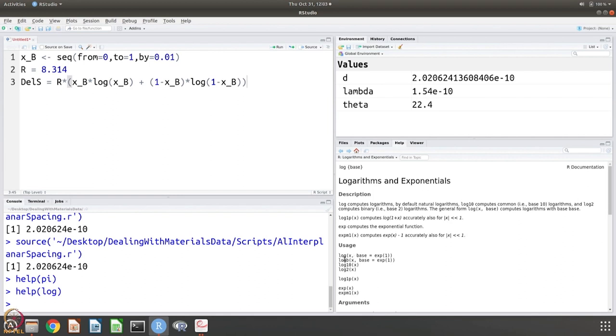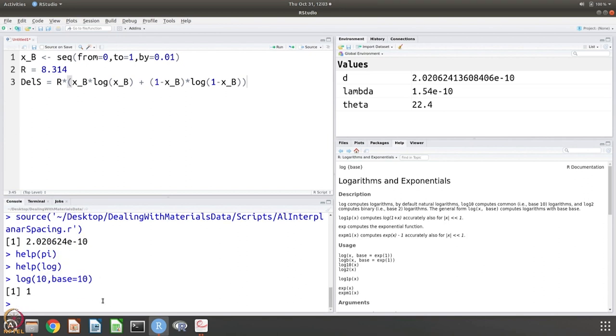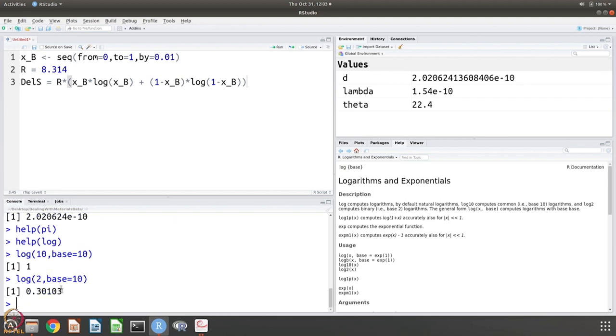And here you can see log x, you can give what is the base. By default the base is exponential. And you can give other bases. For example, it is possible to say log 10 base equal to 10, right? Or log 2 base equal to 10. The point to note is that in this case, for example, I cannot say base and then the other symbol, right? This is not allowed.